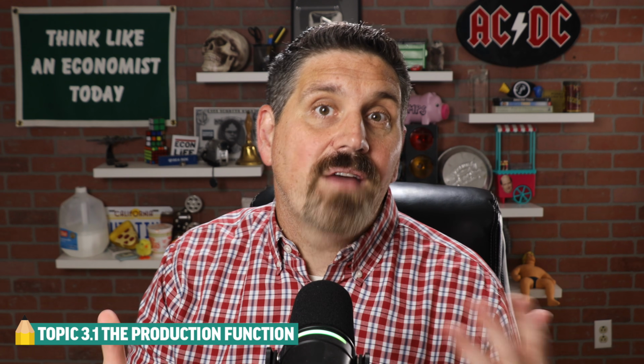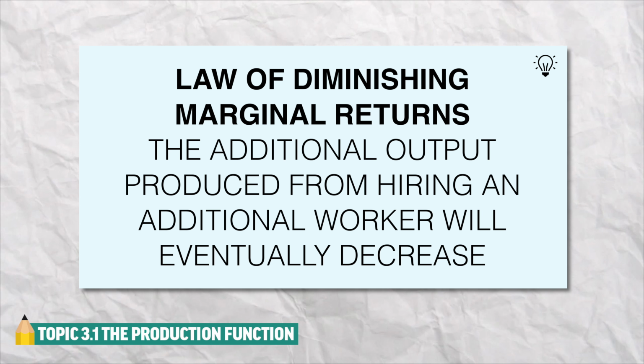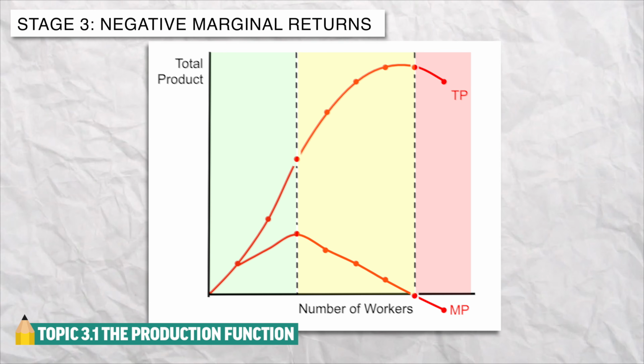This is the idea of the law of diminishing marginal returns. As you add variable resources to fixed resources, eventually the additional output is going to fall. And at some point, as you keep hiring more workers, they start to get in each other's way and they're tripping over each other. This is stage 3. The marginal product is actually negative, causing the total product to go down. Again, the workers aren't stupid or lazy, there's just too many cooks in the kitchen.